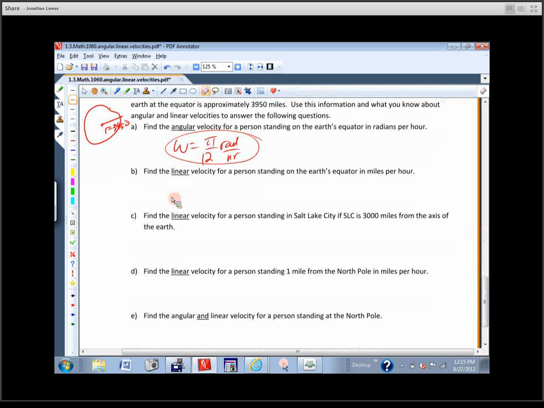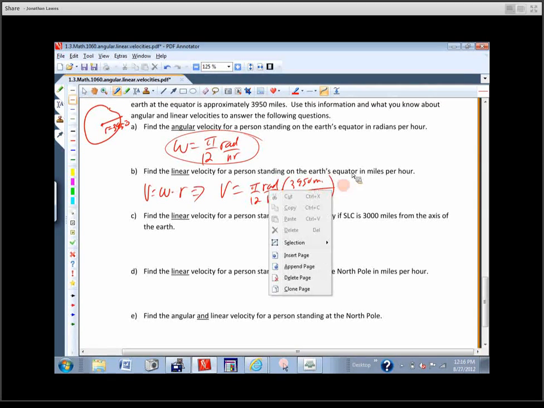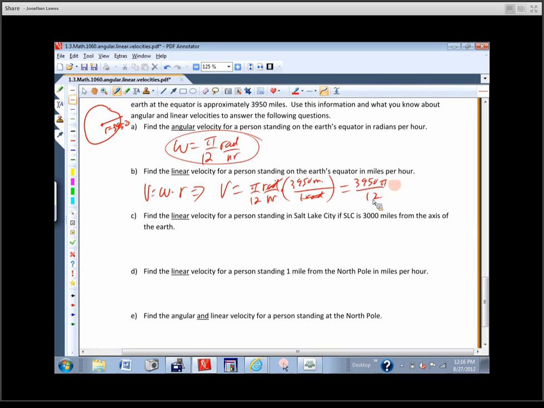So, linear velocity is where we apply that formula. We have to know how fast it's spinning, what's its angular velocity, multiplied by the radius. Here's what we're going to get. The linear velocity would be pi 12ths radians per hour. And then what radius do we multiply by? If you're at the equator, how far are you from the axis of the Earth? 3950. So 3950 miles in one radius. Those cancel. So the only unit that I have is miles on the top, 3950 pi divided by 12, and that's going to be miles per hour.